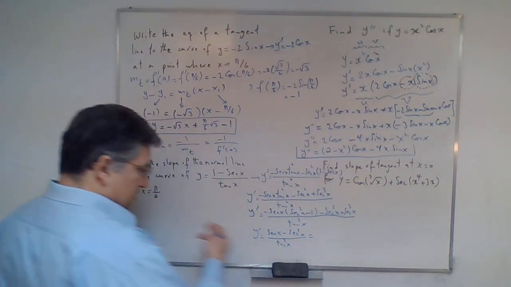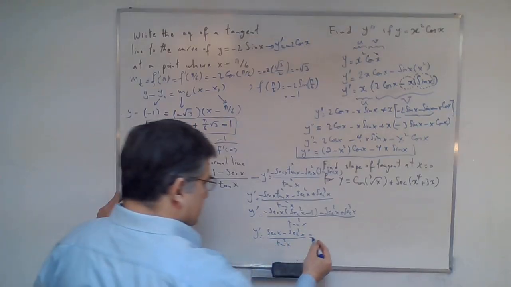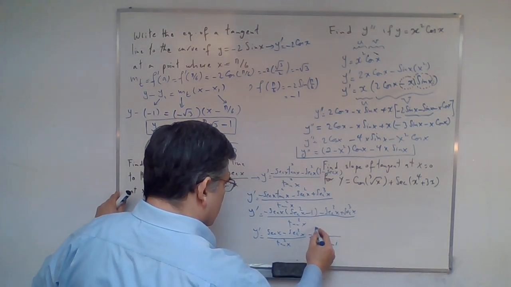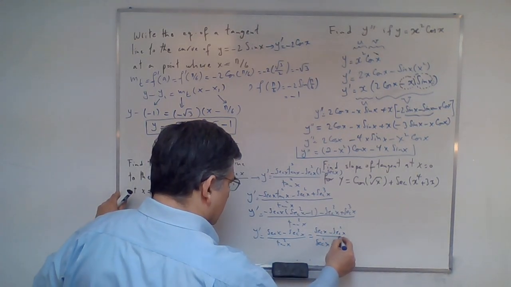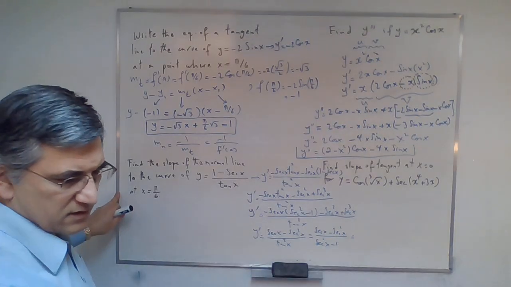In the denominator, what else can we do? Tan squared is secant squared minus 1. So this is secant squared of x minus 1. This is secant of x minus secant squared of x. Okay. Can we further simplify this?